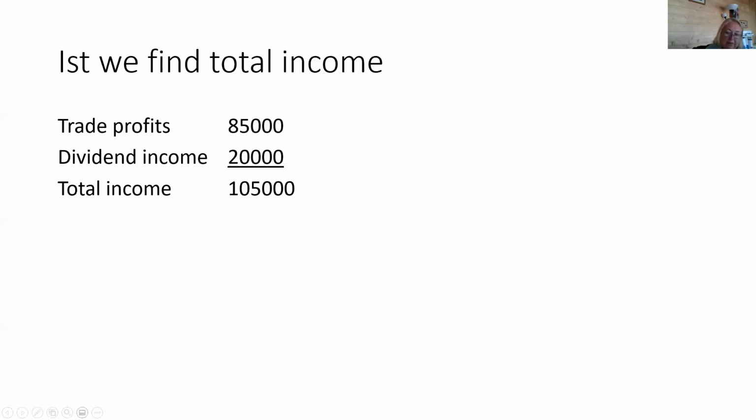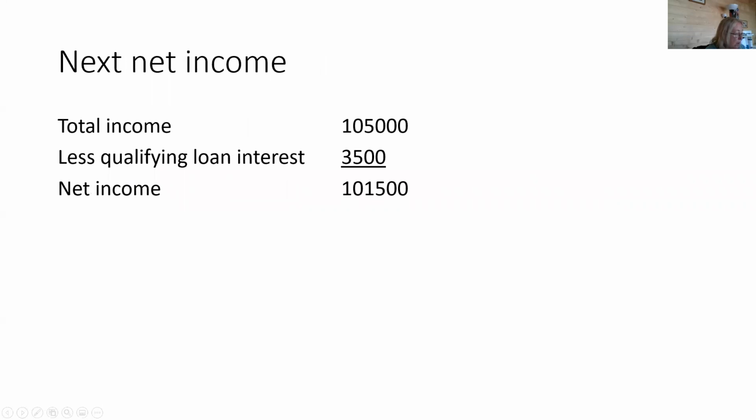Okay, so what's the next thing that we do? The next thing is to get to our net income. Remember, that's our total income less any qualifying loan interest. And here we know that he's got qualifying loan interest because it tells us that he's borrowed money to pay inheritance tax. So the interest that he pays on that loan, the question tells us, is £3,500. We can take that off to get the net income figure of £101,500.